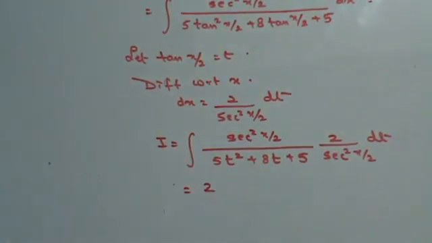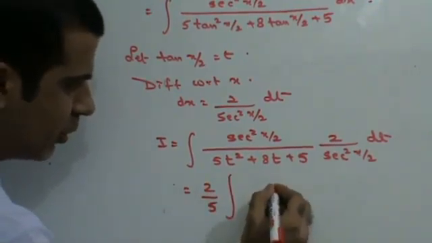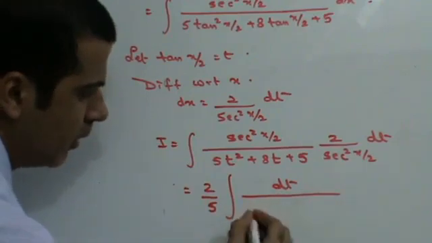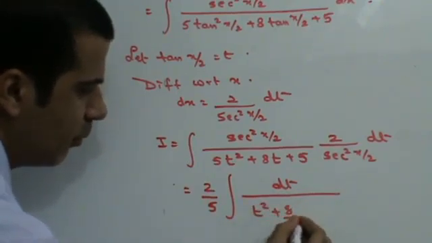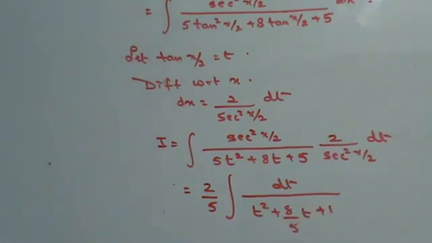Now the denominator is quadratic. Two rules of quadratic: the coefficient of the square term should be 1. So I am going to take 5 common out in the denominator. So this is going to be dt upon t square plus 8 upon 5 t plus 1. I am taking 5 common.